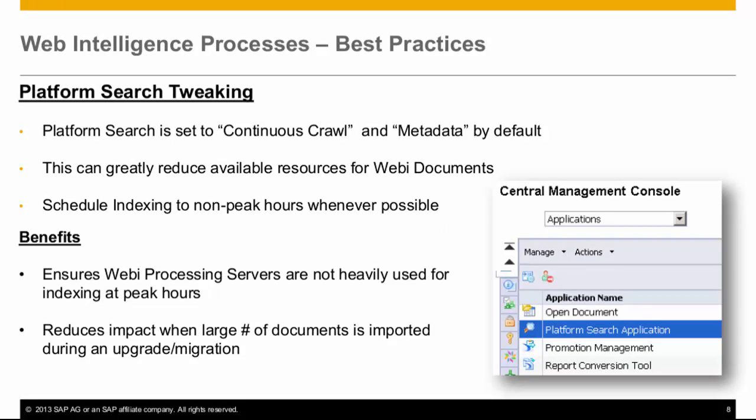Here's another one, platform search tweaking. This was one that hit us pretty hard in support when 4.0 first dropped, as platform search was a new feature. Some of you may be aware of what it does behind the scenes: it crawls through all of the content in your system, and it creates an index that helps the search within BI Launchpad execute faster. Unfortunately, by default, it's set to continuous crawl, and the level of detail that it tries to index is metadata, meaning it actually goes into the reports and indexes information contained within the reports and universes.